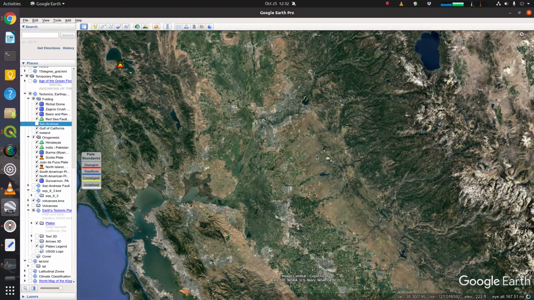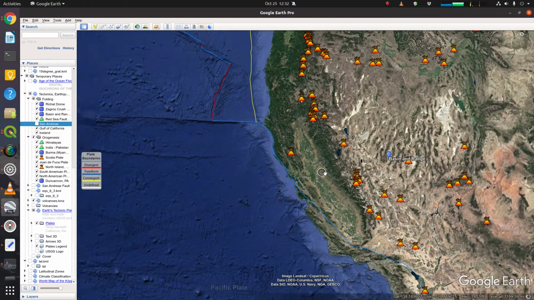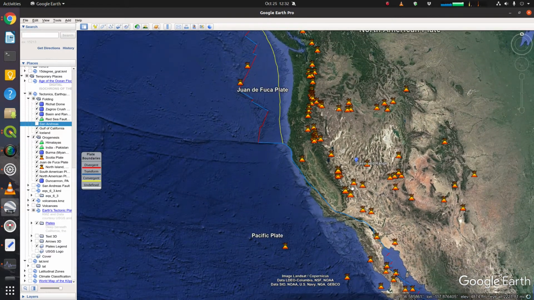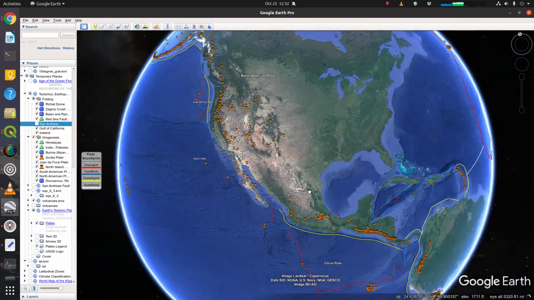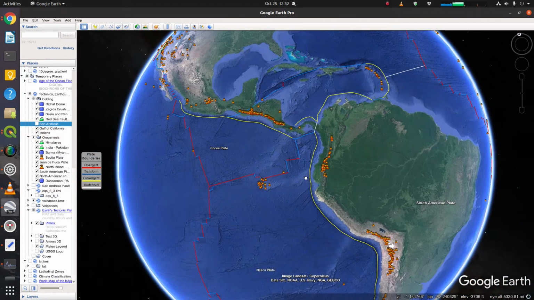That might be about it. Let's see. We looked at volcanoes. The crust is getting stretched apart through the basin and range. You've got convergent boundaries here, resulting in the crust melting and bubbling back up. Yeah, that's it for this part of the Google Earth intro.